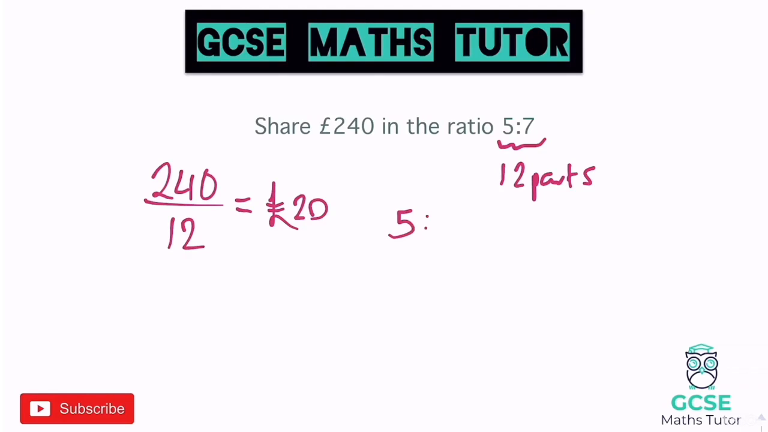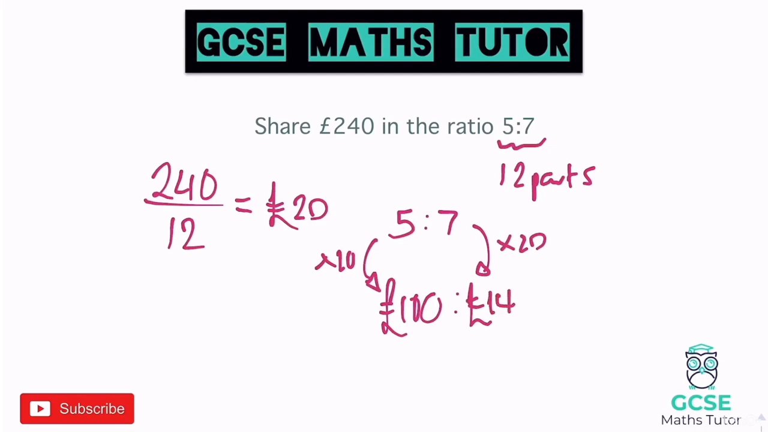Now there was 5 parts and 7 parts, so those 5 parts are going to be 5 lots of 20, which would be £100, and the other part there was 7 parts, and that times 20 would give us £140. So splitting it in the ratio 5 to 7 gives us 100 to 140. And the last little check you can do here is just to add these two together, just to make sure you do get that £240 that you started with.